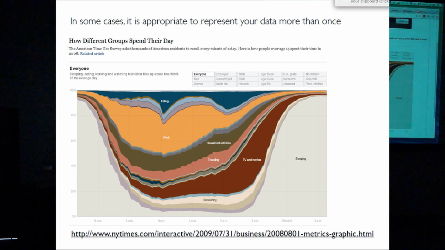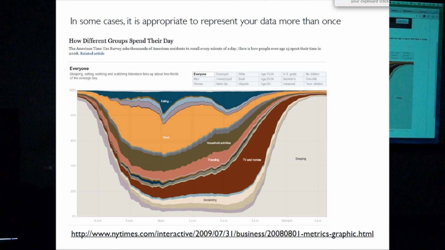Now, what you can see through this graphic form is how everything adds up to 100%. But what about if you are interested in seeing how just one of these numbers is changing throughout the day?